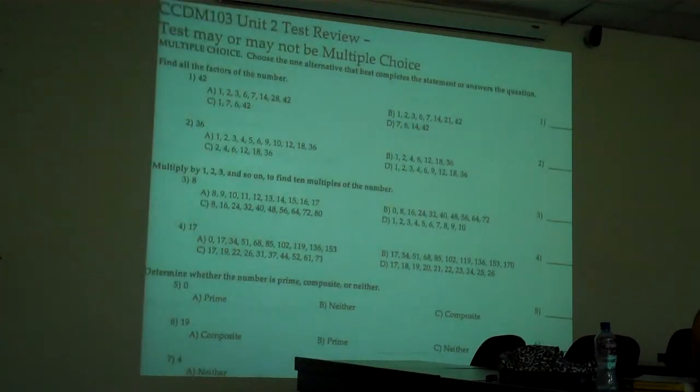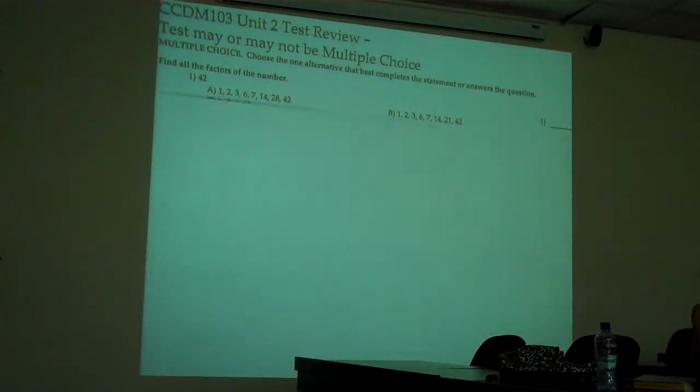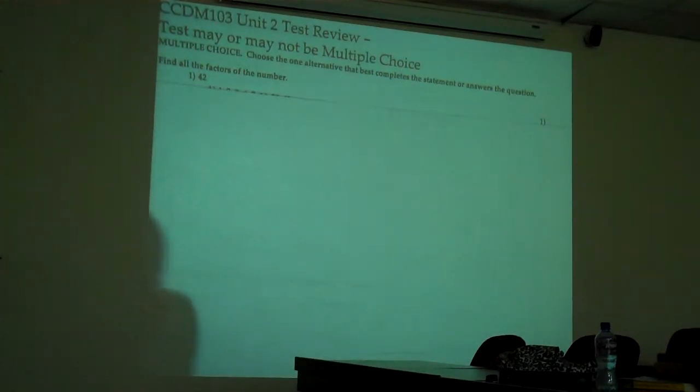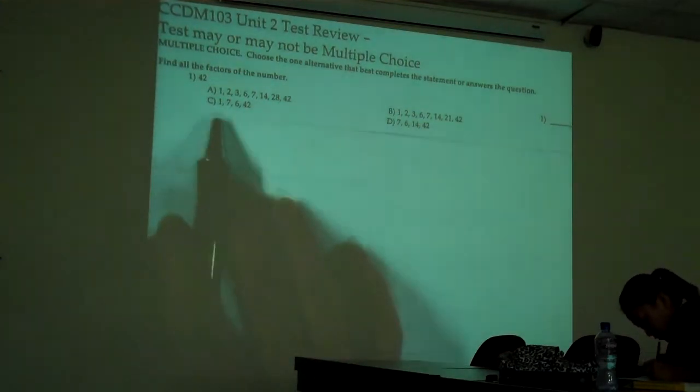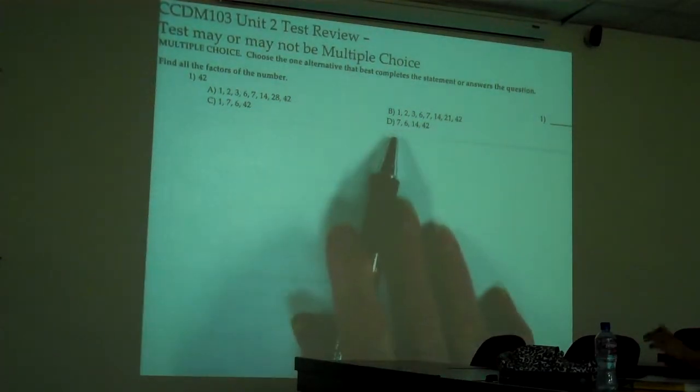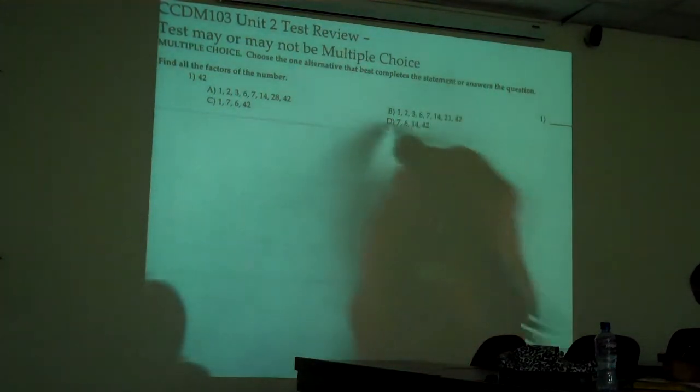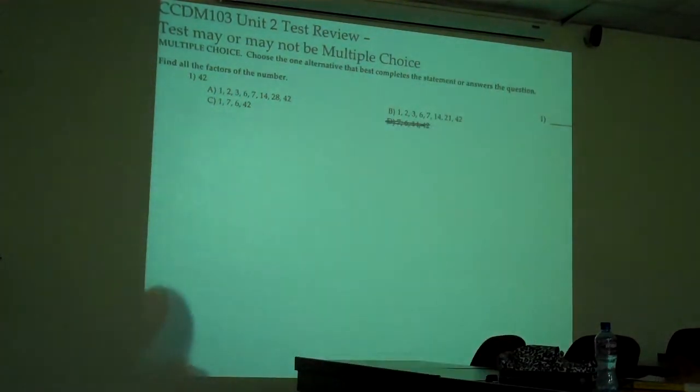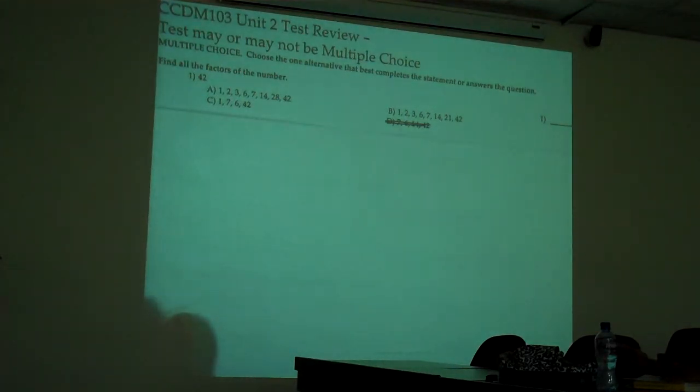Okay, the first problem says find all the factors of the number. Remember, when you find all the factors of a number, you do 1 and itself, and then if 2 goes into it, you do 2 and what number 2 times is it. On this one, D doesn't even have 1, so you know it's not D. But just know how to do it because it may not be multiple choice, okay?